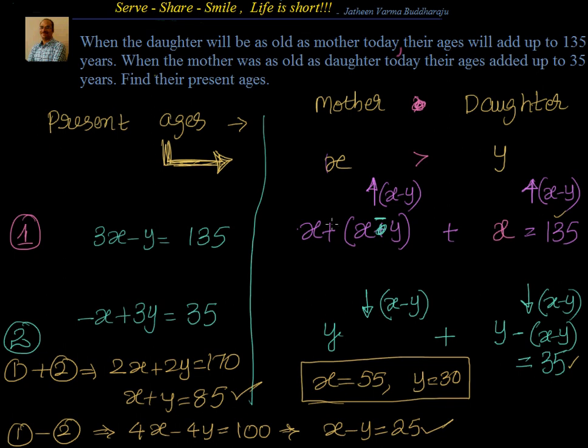Let me just repeat this logic. The logic is very simple. When the daughter becomes the age of mother, that means the daughter has to grow up by x minus y years. So we have to add x minus y on both sides. Similarly, when the mother was y years old, she has to go back by x minus y years. At that time, the daughter also will be reduced by x minus y. Two equations, two variables, very simple to solve. We'll get the values of x and y.